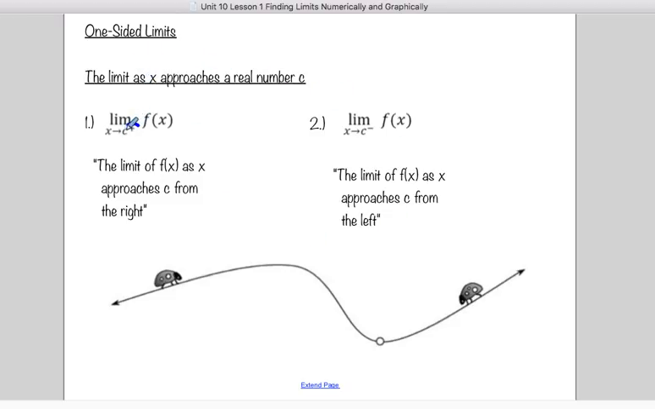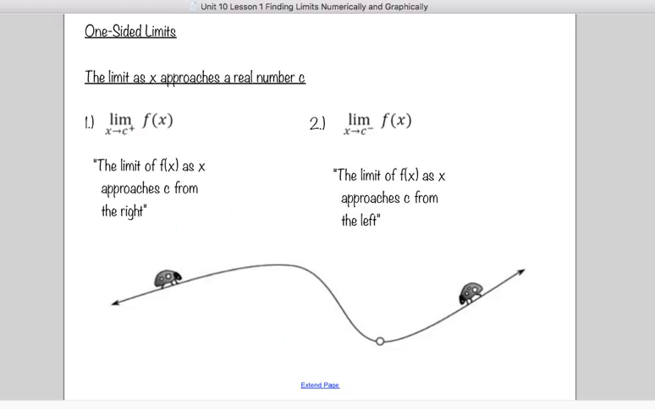Do you guys see how this has a positive? Okay, I always think that's coming from the positive side. I always think about the right as being positive. So as I approach from this side, we're getting closer to this. So the limit of f(x) as x approaches c from the right. The positive side is the right side. Okay, that's the notation for that one.